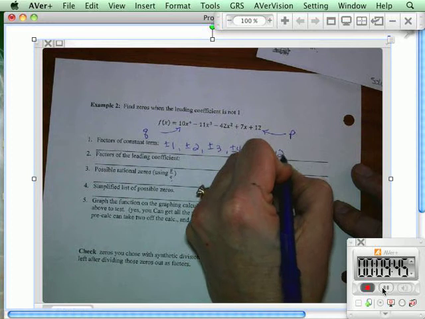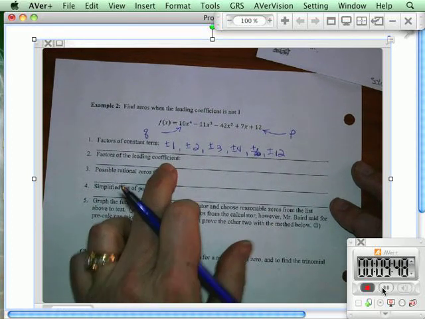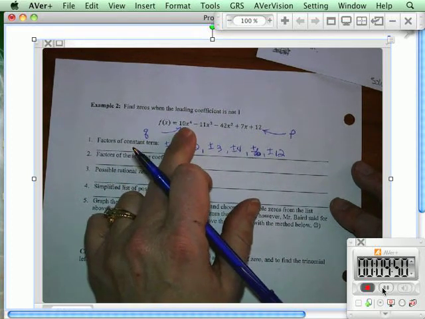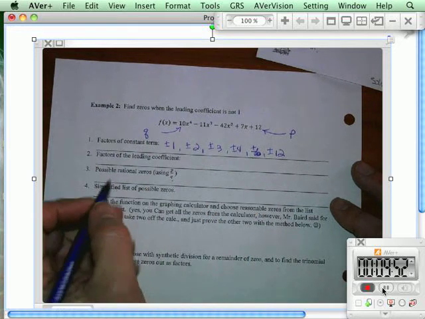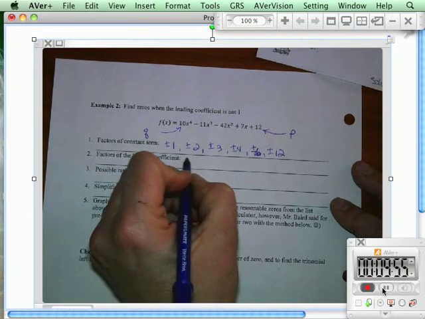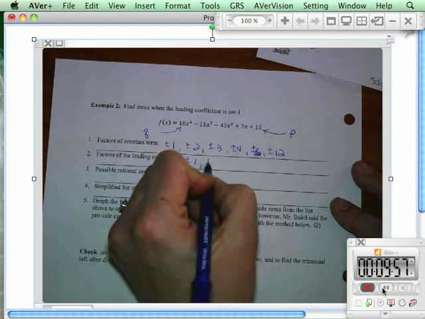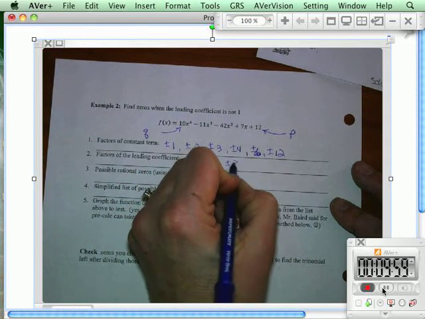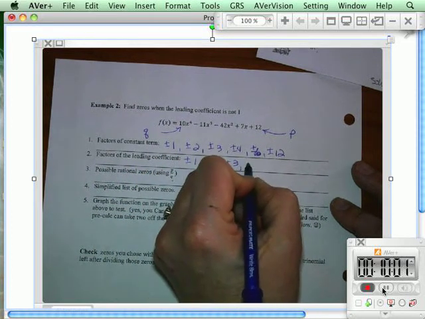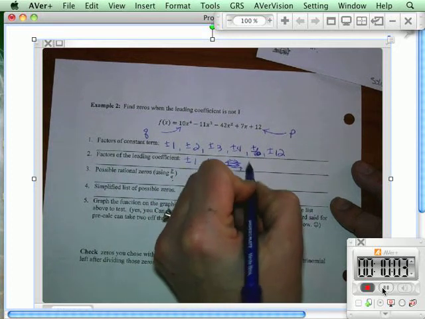Okay, and then let's look at the factors of the leading coefficient. This is where it gets a little messy because it gets to be a lot, but we'll work through it. Factors of 10 are plus or minus 1, plus or minus 2, plus or minus 3. Oops, excuse me, not 3. Plus or minus 5, and plus or minus 10.